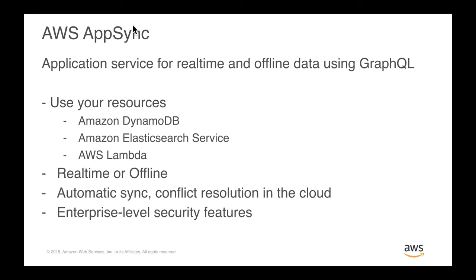So that was the ethos of what made us choose GraphQL, as well as the ability to proxy to other data sources and resources in your own account. So DynamoDB we support right now, Lambda, we support Elasticsearch. You're going to see some new things also in about a month here of some different data sources that we're introducing.